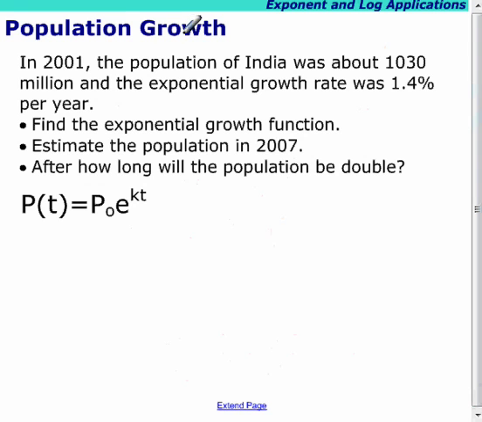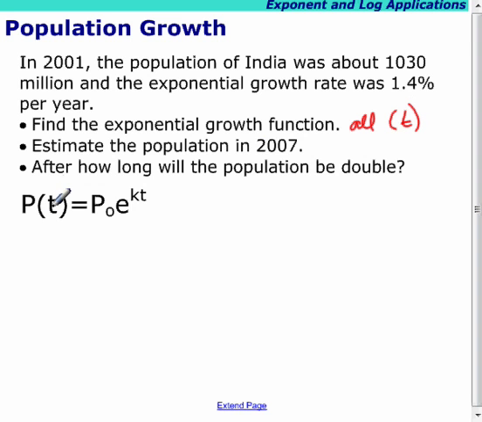First off, let's start with population growth. Here's an example. In 2001, the population of India was 1,030 million. That'd be about a billion. And the exponential growth rate was 1.4%. So first they want us to find the exponential growth function. To do that, substitute all the variables except for t. They want to know what the growth function is with respect to t.